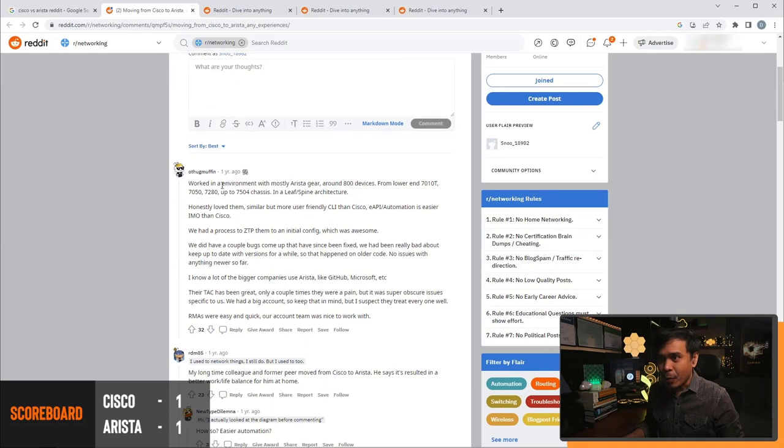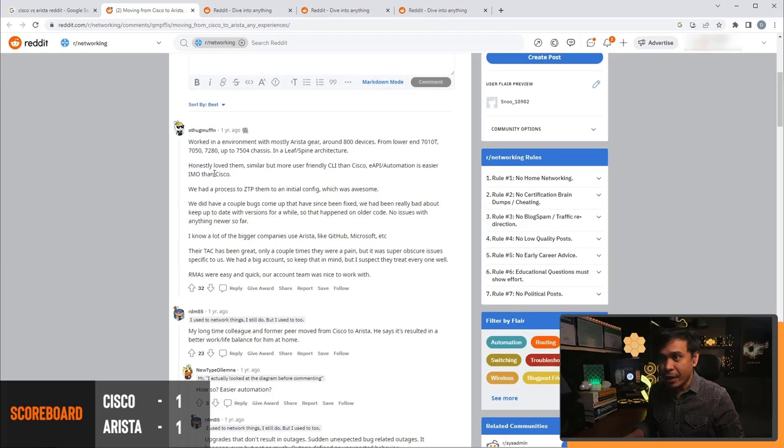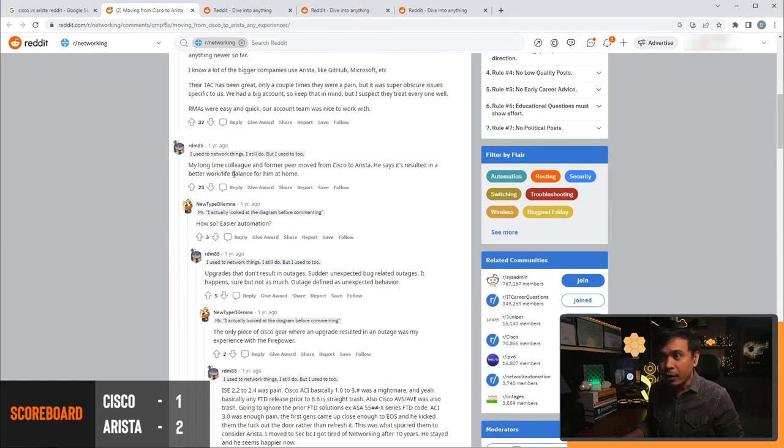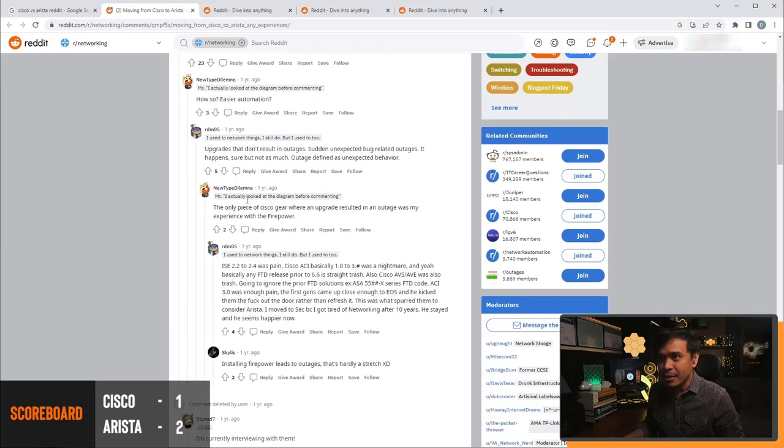So this guy works in an environment with mostly Arista gear and around 800 devices from lower end in leaf and spine architecture. And honestly, he loved Arista switches. Similar but more user-friendly CLI than Cisco, and eAPI, which is the automation feature, is easier than Cisco. Okay, and let's look at other comments. My longtime colleague and former peer moved from Cisco to Arista, and he says it resulted in a better work-life balance. How far is your automation? He says upgrades that don't result in outage.